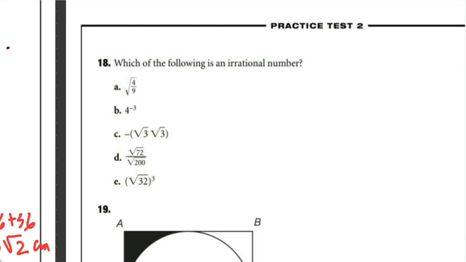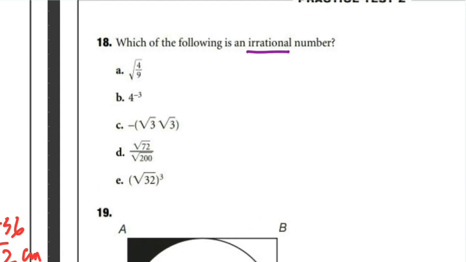Okay, number 18. Which of the following is an irrational number? So what is an irrational number? Any idea? Irrational means a number that cannot be expressed as a repeating or terminating decimal. Right? Not repeating? Okay, let's take a look at the choices here.